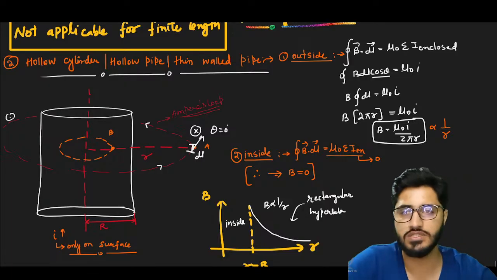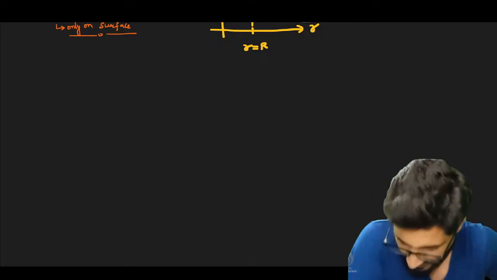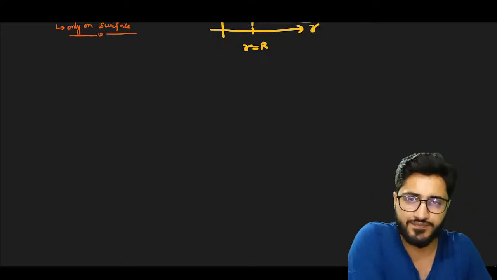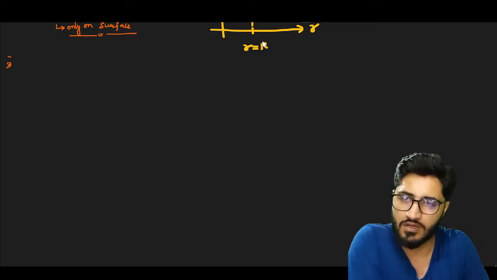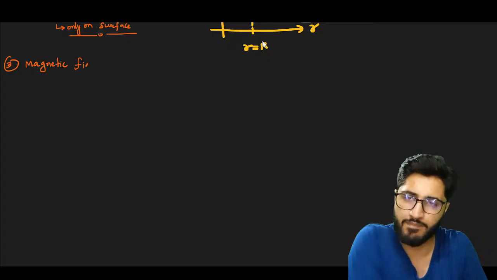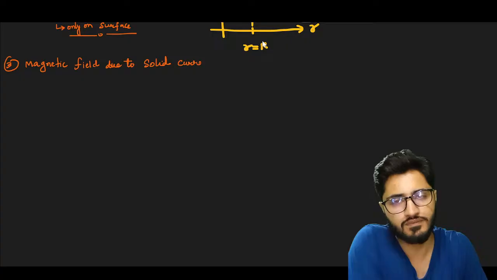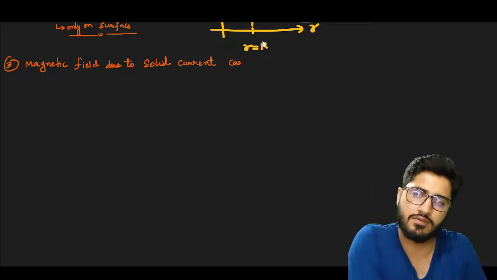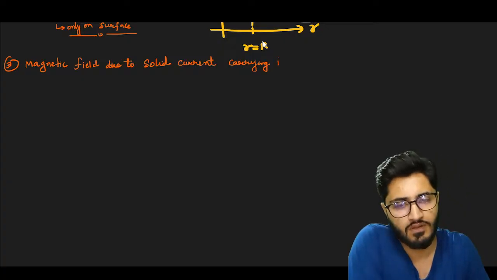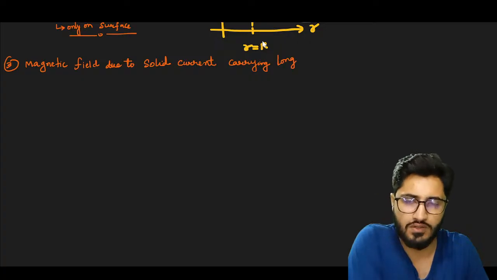Okay. Now, the third application part. Third application part is magnetic field due to a solid current carrying long wire.